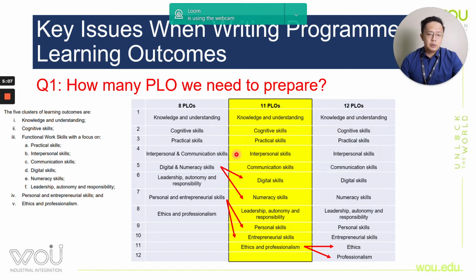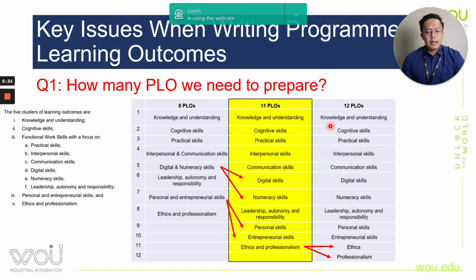As far as I know, WOU is currently practicing 8 PLOs for all programs. So you can clarify this with your dean or your program leader if you are tasked to develop a new program later. Okay, so in summary, whether you have 8, 11, or 12 PLOs is okay. All three are accepted.